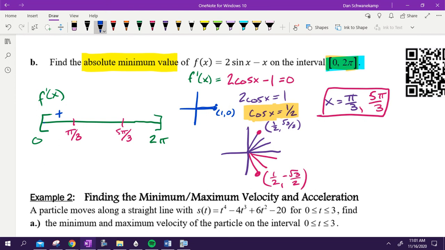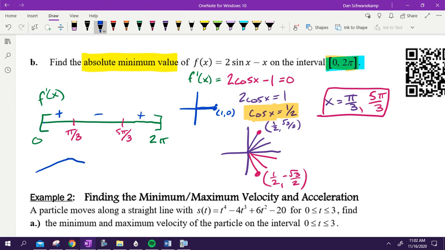I need to pick one now between pi over 3 and 5 pi over 3. What's the easiest number to pick between pi over 3 and 5 pi over 3? I would plug in pi. Because if I'm plugging in pi, it's 2 cosine of pi minus 1. Okay, cosine of pi, oh, that's negative 1. Times 2 minus 1, oh, that's going to be negative. And really, if you just do that one, you can assume the signs are going to change. What's the sign going to be out here? It's going to be positive. Okay. When in doubt, use that method.